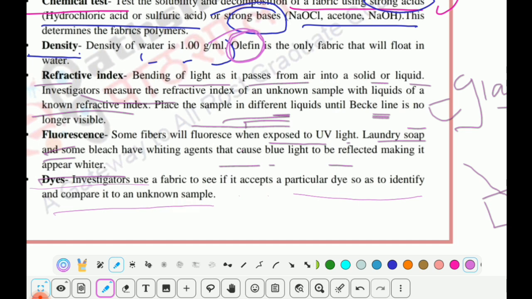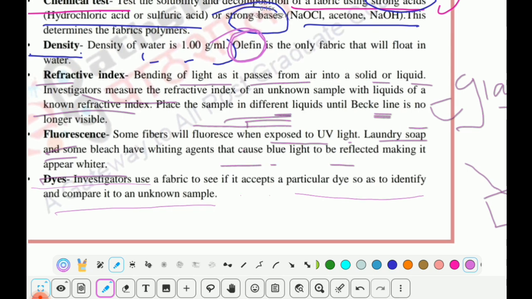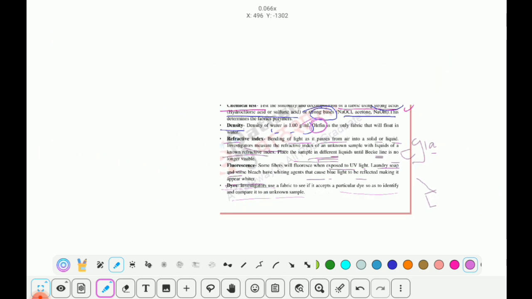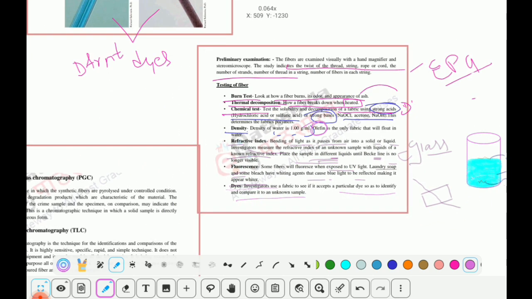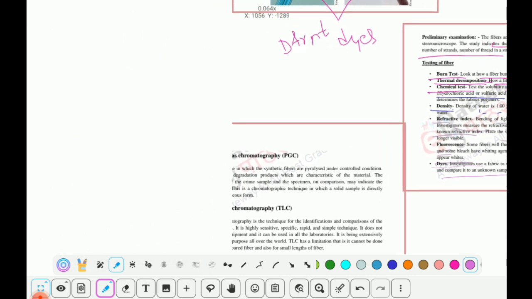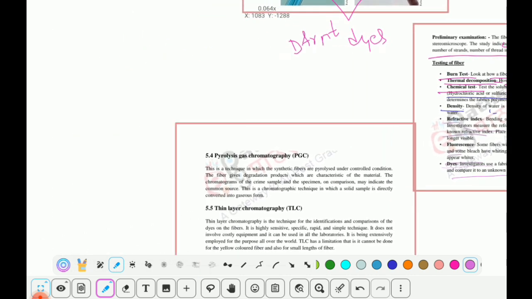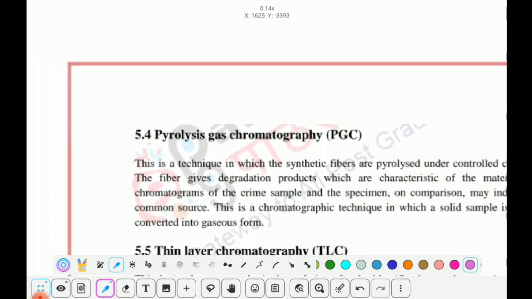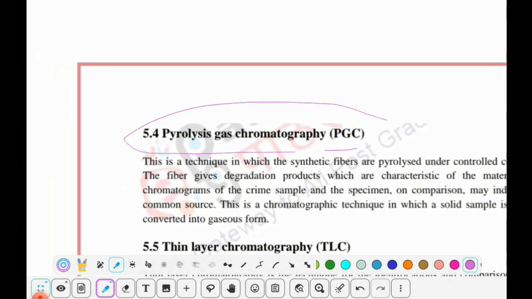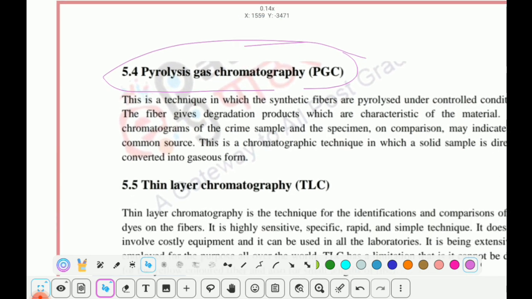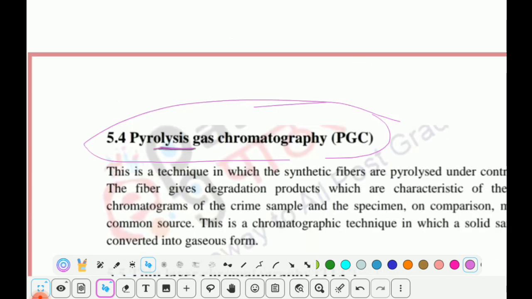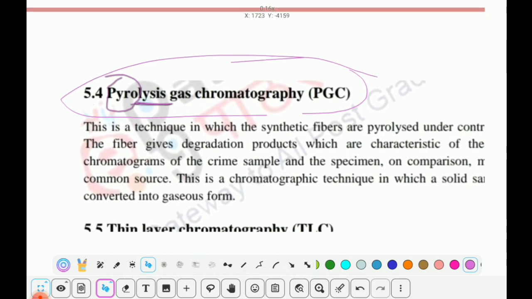Then dyes, simple. The examination of dye has been discussed n number of times in the entire lecture. So different dyes can be the easiest method to compare the different types of fabrics. Then another method is pyrolysis gas chromatography, that is PGC, and thin layer chromatography, that is TLC. How to perform TLC is beautifully explained by me in the beginning of the slides, but I will explain this to you again because it is mentioned again.